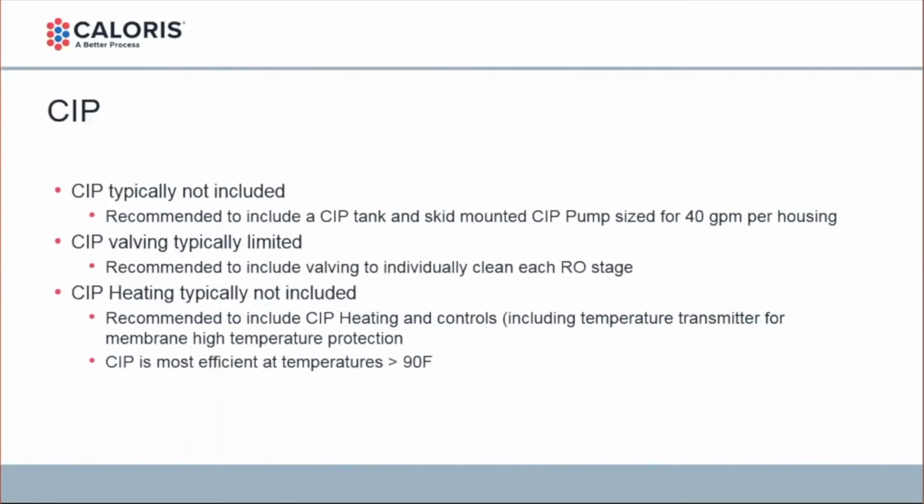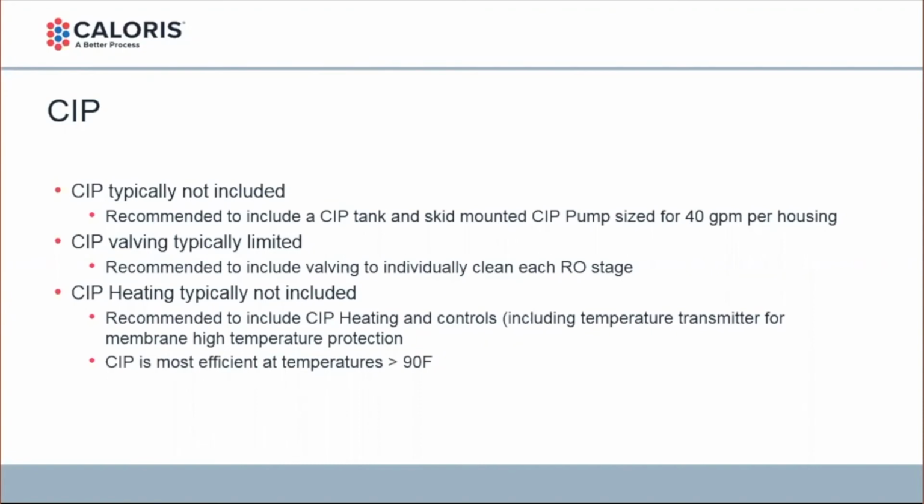CIP, a lot of RO systems, they don't even include a CIP. We recommend to at least include a CIP tank, a skid-mounted CIP pump, and make sure that CIP pump is sized for 40 GPM per housing that is being cleaned. And then another issue, the CIP valving is typically limited. We would recommend to include valving to individually clean each RO stage.